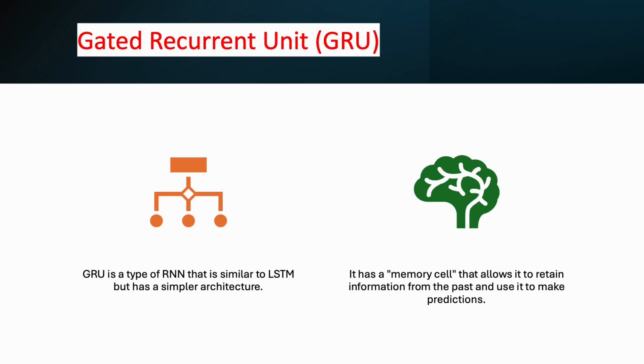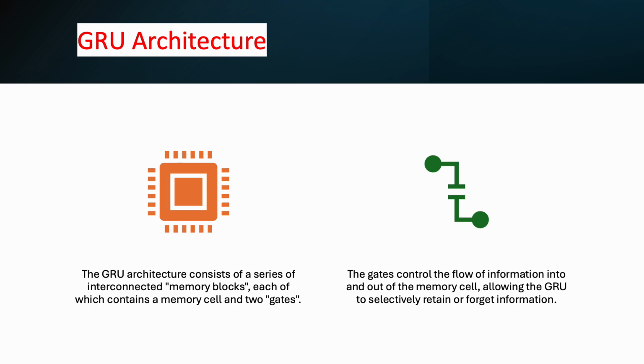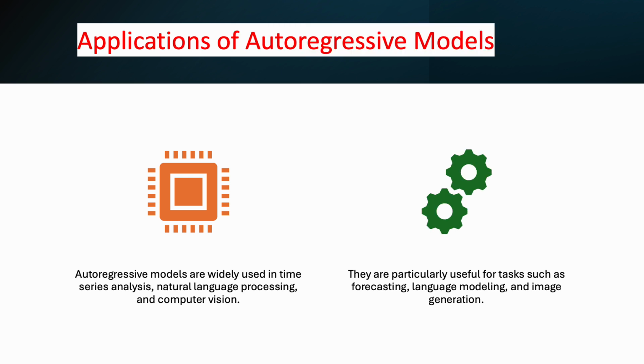GRU is a type of RNN that is similar to LSTM but has a simpler architecture. It has a memory cell that allows it to retain information from the past and use it to make predictions. The GRU architecture consists of a series of interconnected memory blocks, each of which contains a memory cell and two gates. The gates control the flow of information into and out of the memory cell, permitting the GRU to selectively retain or forget information.